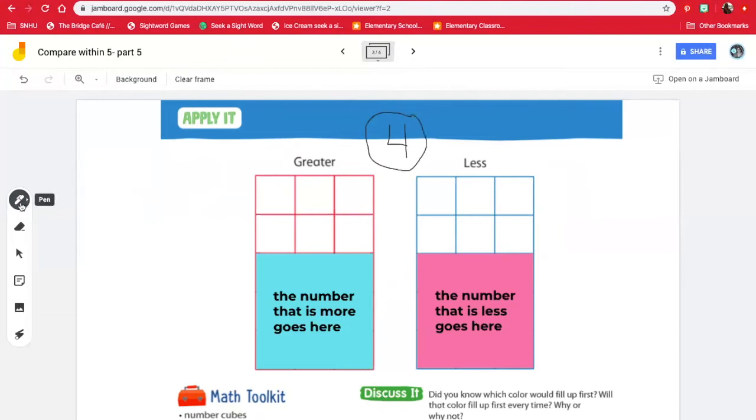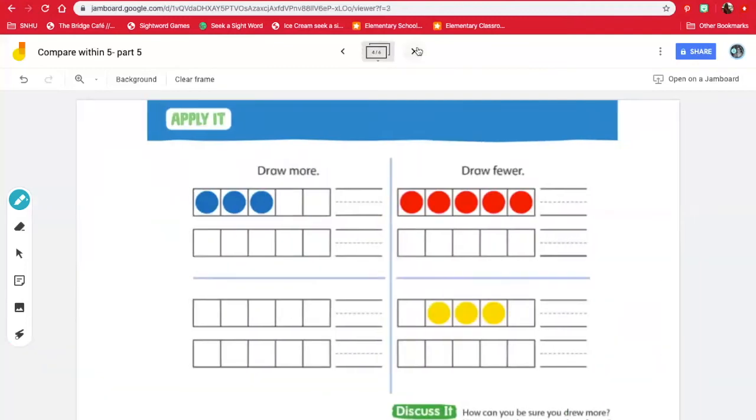The number that is greater than 4 is, well, we could draw a picture. 1, 2, 3, 4, 5 is greater than 4. And a number less than 4 is, I'm going to put 2 because 2 is less than 4. On this side, we want to draw more. And on this side, we want to draw fewer.